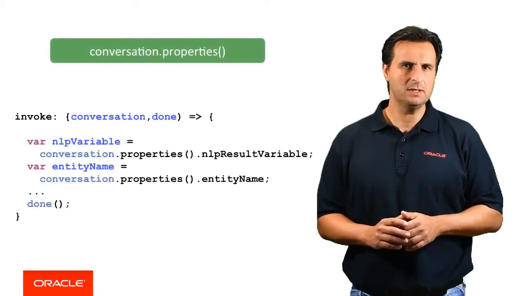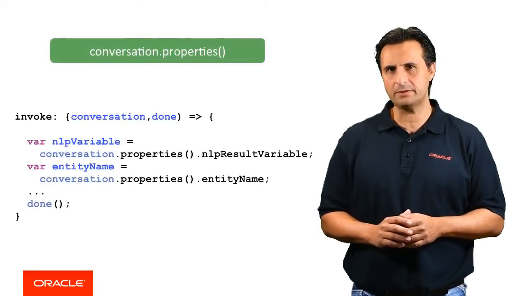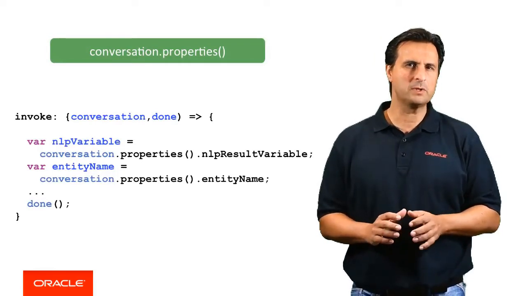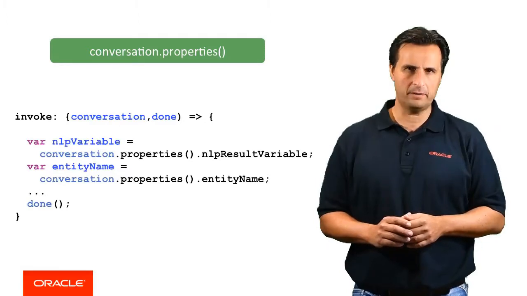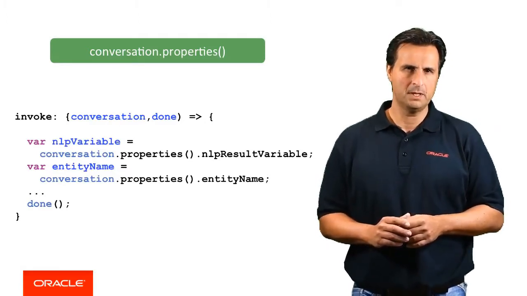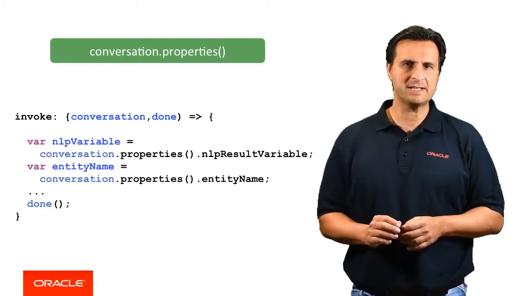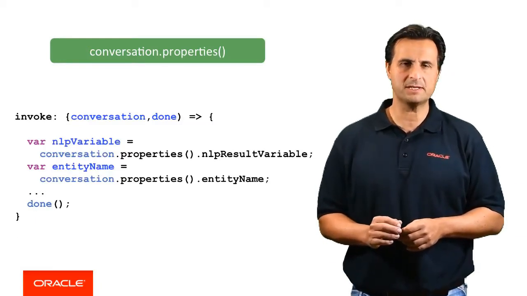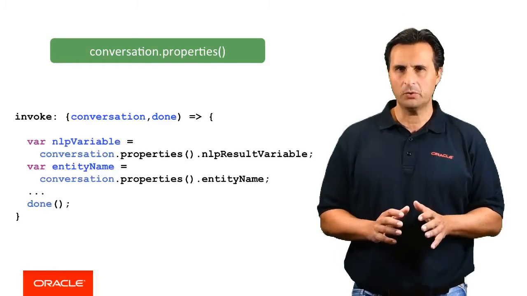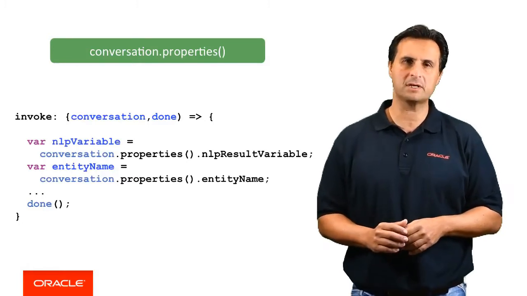If your custom component has input parameters defined, then using the properties function is how you access the parameter values. In this example, the component input parameter names are entity name and NLP result variable. It's important for you to understand, however, that the properties function does not reference context variables as they are defined in the dialog flow, but only those that you have defined for the custom component.